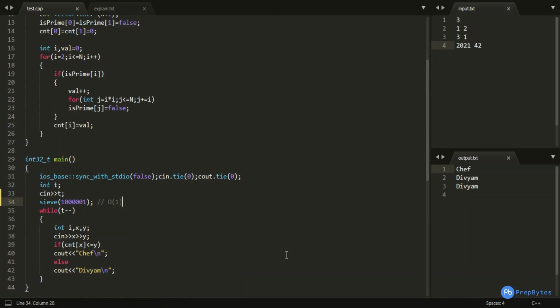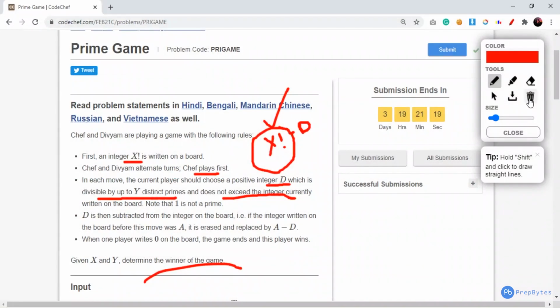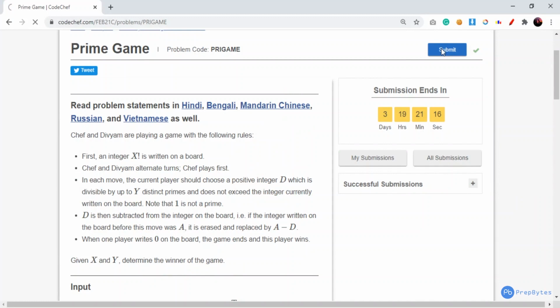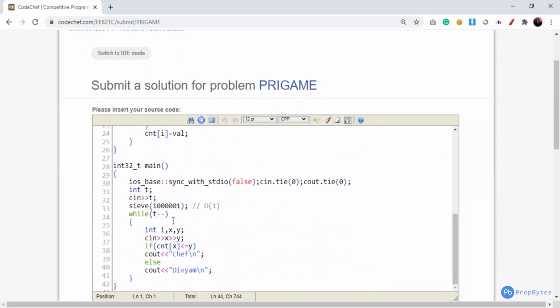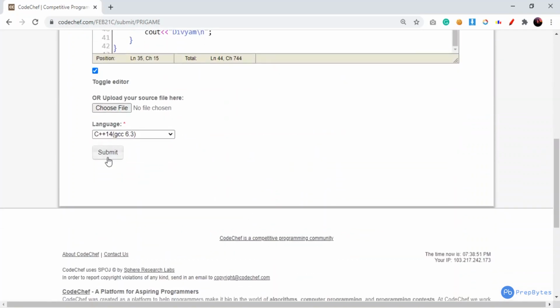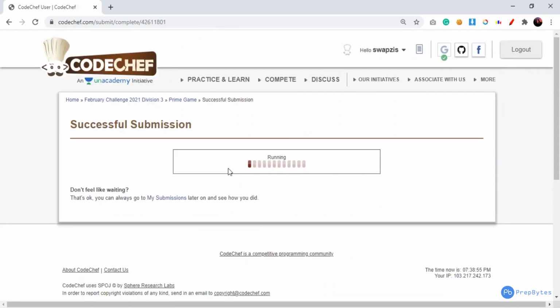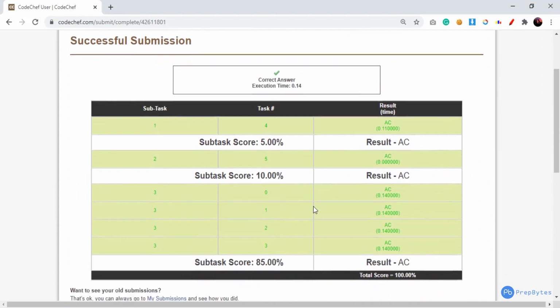Let us submit this particular solution on the CodeChef platform. Okay, let me copy this one. Let us remove these marks and submit. Let me paste the code over here, and here we go. Submit. So you can see that we have got an AC on this code.